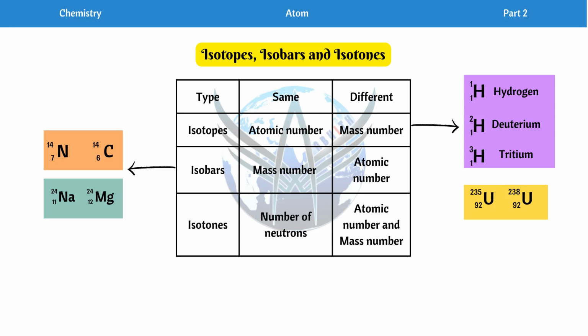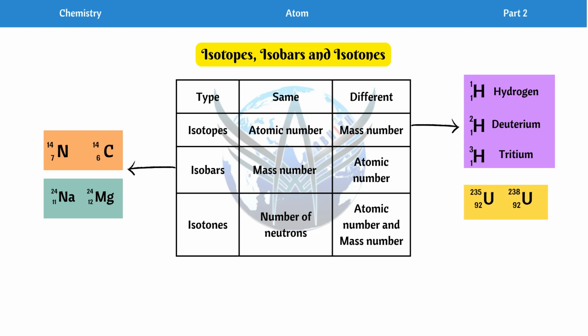For example, hydrogen has 3 isotopes, hydrogen 1, 2 and 3. Their atomic number is the same, 1, but the mass numbers are different: 1, 2 and 3. Hydrogen whose mass number is 2 is called deuterium, and hydrogen whose mass number is 3 is known as tritium. So hydrogen 3 is the heaviest and hydrogen 1 is the lightest.